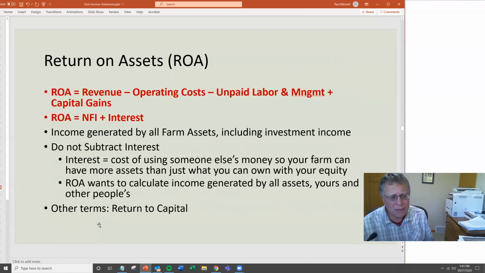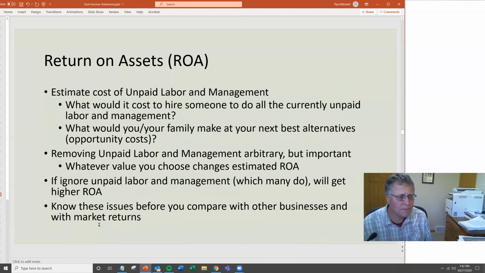You basically don't subtract out the interest cost, because interest is a cost of the business that you paid on all the assets. It's a cost of using someone else's money, so your farm can have more assets than just the ones you own with your equity, and that's a cost of doing business. So in essence, it gets added back in as a total cost instead of an operating cost. Another term that might be used is return to capital, but it's revenue minus operating costs minus unpaid labor and management, adding capital gains, or net farm income plus your interest.